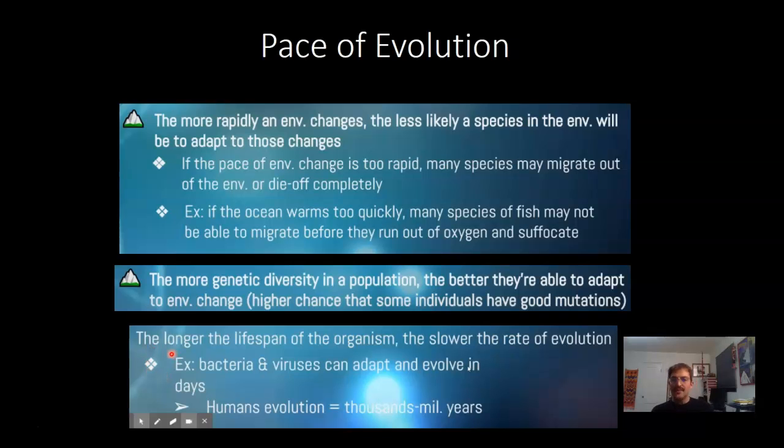And finally, there's lifespan. So the longer the lifespan of the organism, the slower the rate of evolution. For example, bacteria and viruses can adapt and evolve in days. That's why we have antibiotic-resistant bacteria, right? Because they reproduce so quickly. But humans' evolution is thousands to millions of years, because we change really slowly. We reproduce really slowly. All right, make sure you pause the video and take notes, and if you need to pause the video and go back, please do.